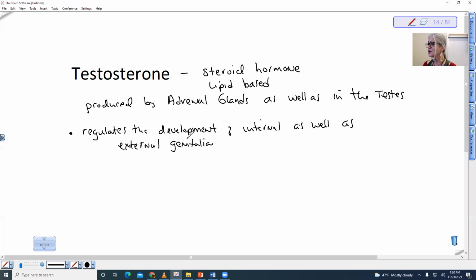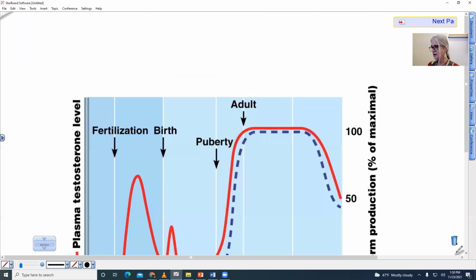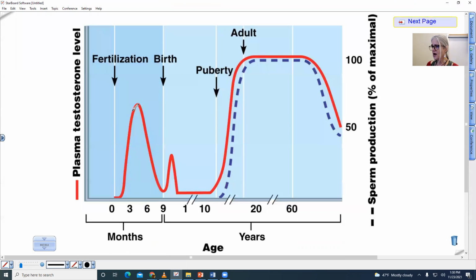Okay. So when we look at testosterone levels, it's kind of interesting. Early on, we see that testosterone levels are kind of high. This is in the blood, so this would be 3 to 9 months. And so then you're born, and then there's a peak of testosterone again. And then testosterone levels stay low until puberty.